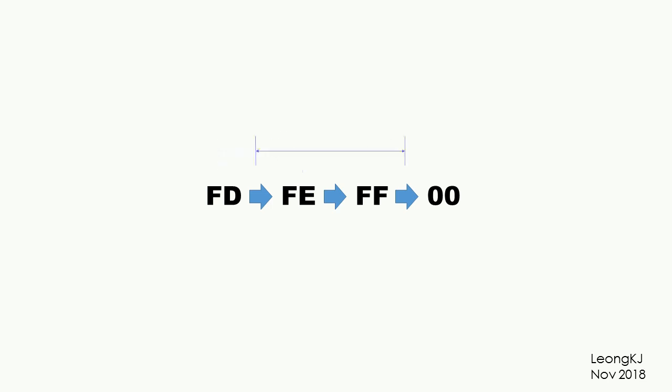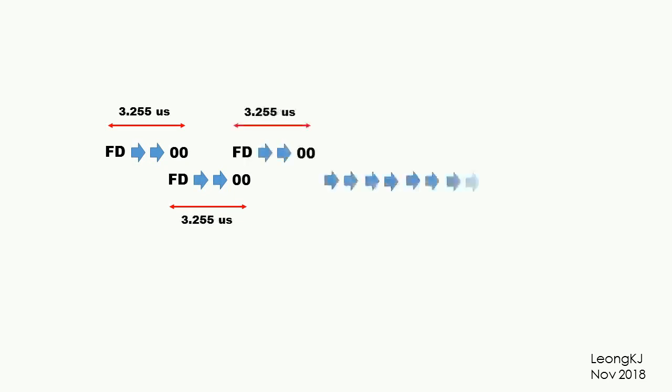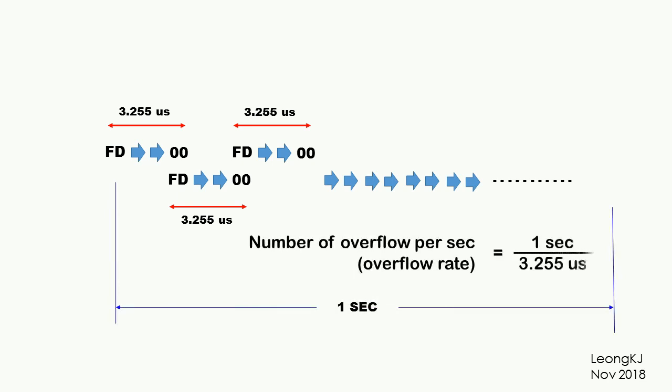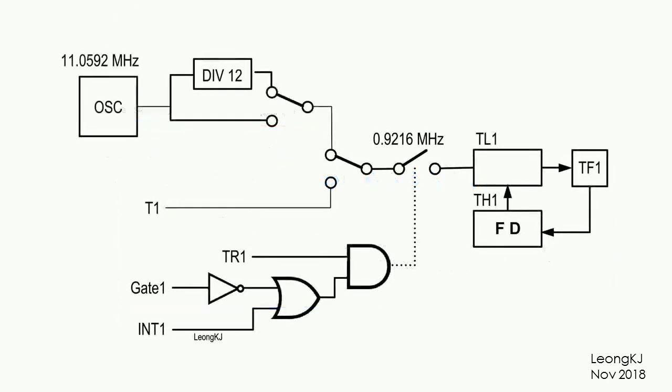It takes 3.255 microsecond for the timer to overflow. The timer overflows every 3.255 microsecond. The number of overflows in 1 second is 1 second divided by 3.255 microsecond, 307,200. Therefore, with a system clock of 11.0592 MHz, and with TH1 loaded with FD, the overflow rate is 307,200.